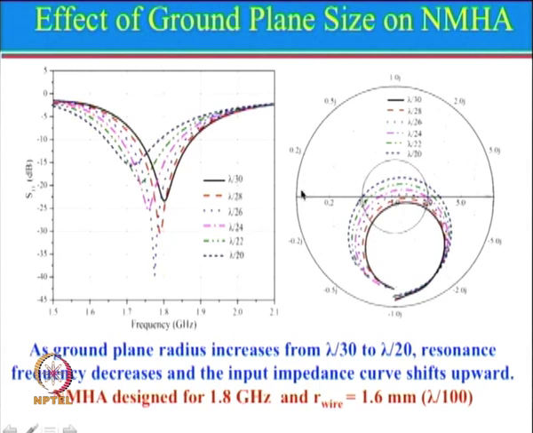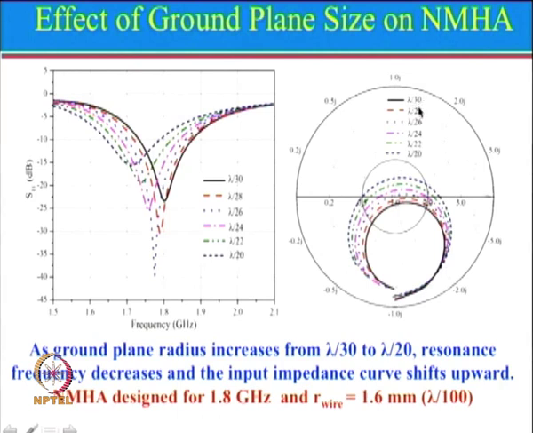Now let us look at the impedance plot. What we can see here is that this is lambda by 30 and this is lambda by 20, which is shifting up here. So one can see that as the ground plane radius is increased from lambda by 30 to lambda by 20, the entire curve is shifting up. The reason is, if the ground plane size is very small, then from the input point of view at the central point, this radius will appear to be highly capacitive.